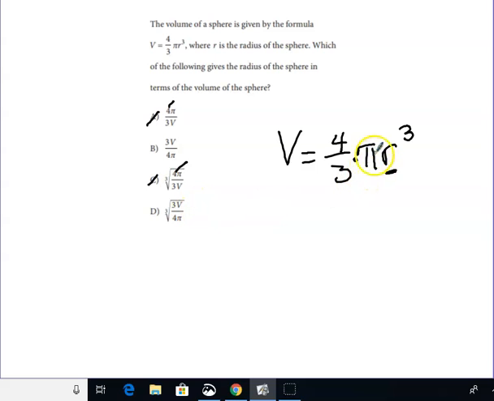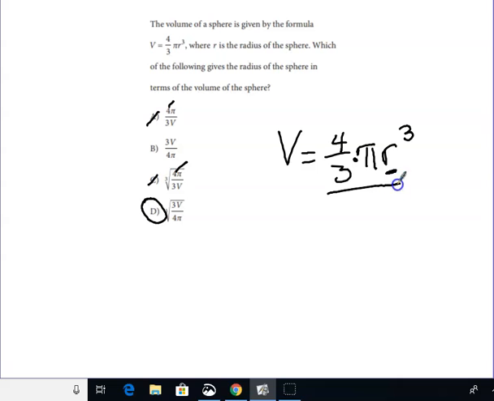I also know that I'm multiplying by pi on this side. So pi should be in the denominator. And sure enough, there's pi. It's in the denominator. And then lastly, if I see a cube in the problem, that means I should cube root my final answer. And here it is. So I know D has to be my answer without even solving. Just think about reversing everything that's happening on this side, and you can quickly find the right answer.